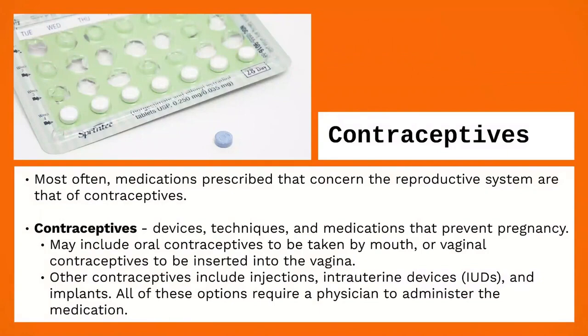So most often, medications prescribed that concern the reproductive system are that of contraceptives. Contraceptives are devices, techniques, and medications that prevent pregnancy. They may include oral contraceptives to be taken by mouth or vaginal contraceptives to be inserted into the vagina. Other contraceptives include injections, intrauterine devices or IUDs, and implants. All of these options require a physician to administer the medication.